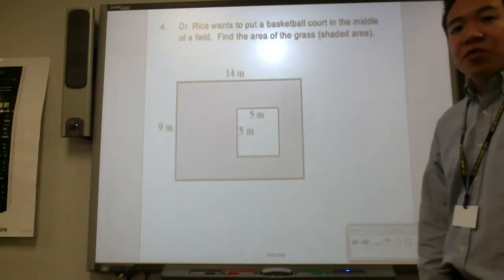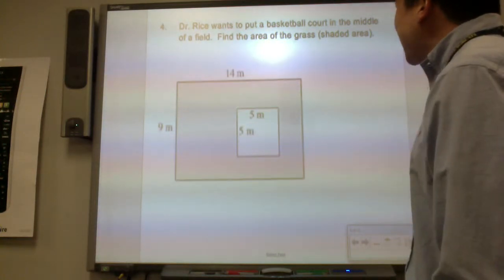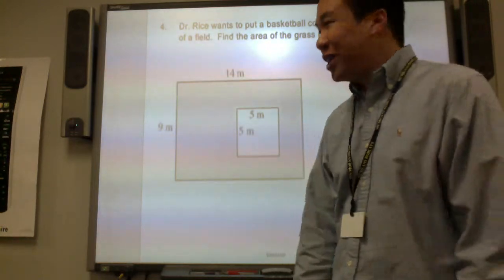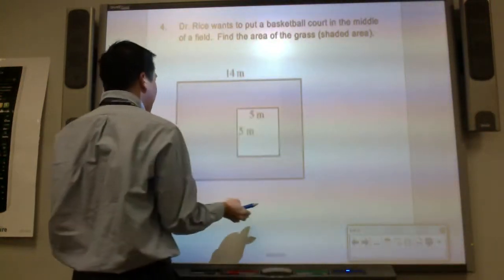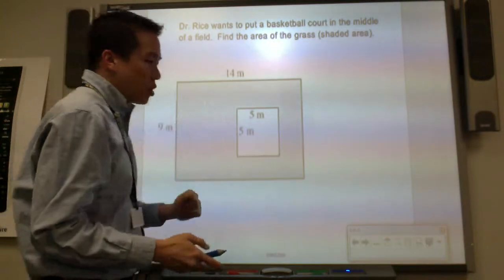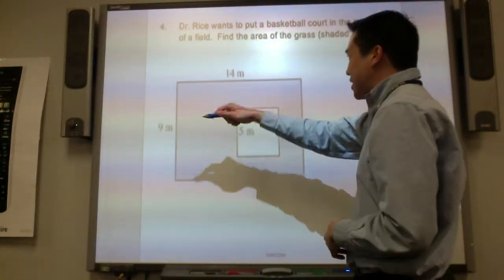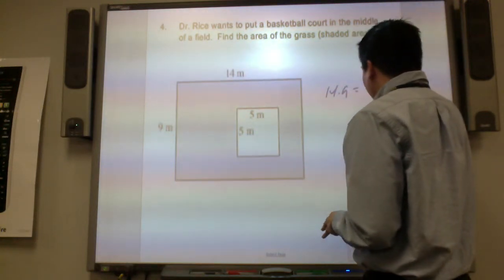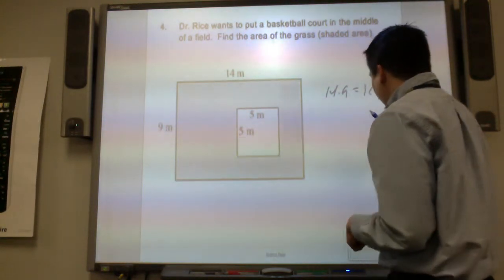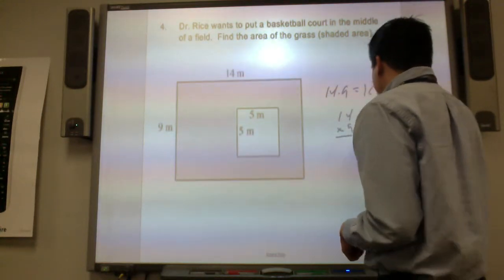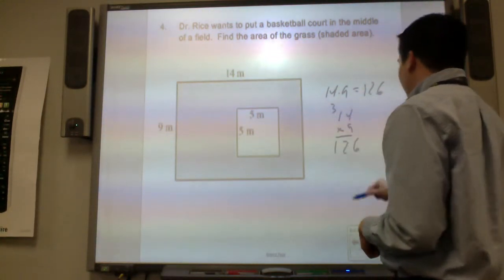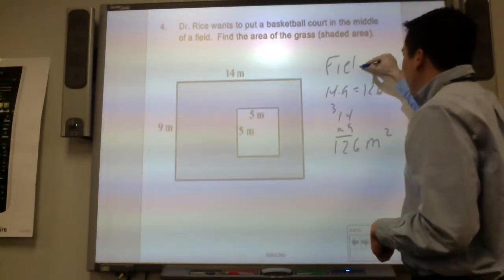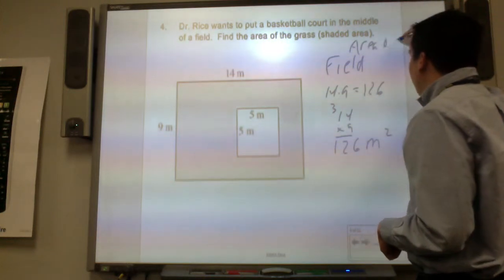Let's practice another example of shaded region. Dr. Rice wants to put a basketball court in the middle of a field. Find the area of the grass. That's the shaded region. So first of all, how large is this field? It's 9 meters by 14 meters. So base times height. 14 times 9 is 126, I believe. 126 square meters. That's the area of the field.